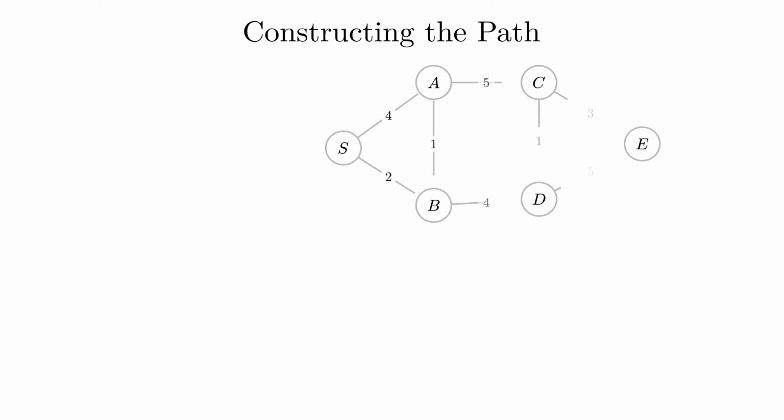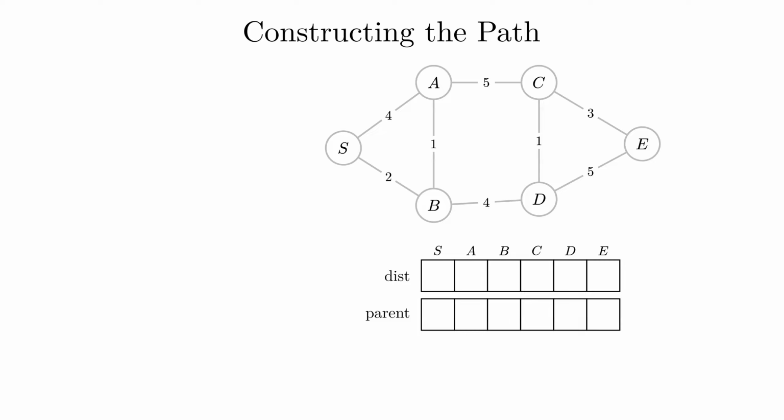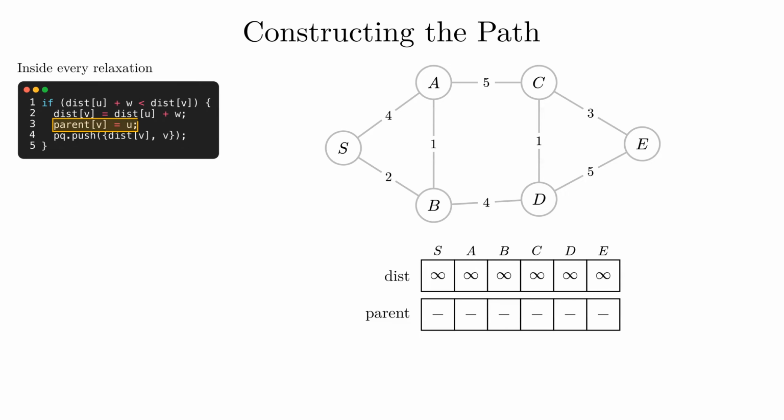Here is the same graph again, with 2 arrays underneath. The distances we already know how to compute, and the new parent array. Every parent starts at a sentinel, because we have not arrived at any node yet. And here is the only change to the algorithm. One line, inside the relaxation we have already seen. Whenever a relaxation lowers the distance to V, the node we came from must be the best way to reach it, and we record that parent with it.